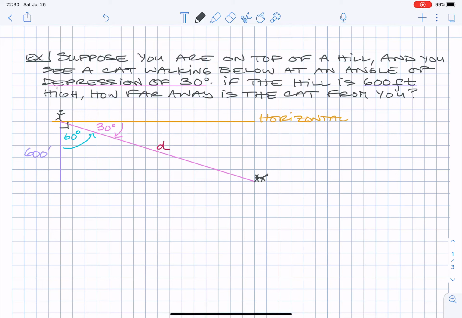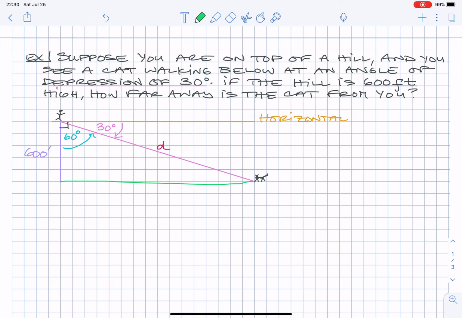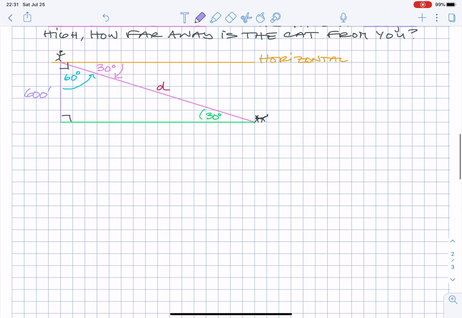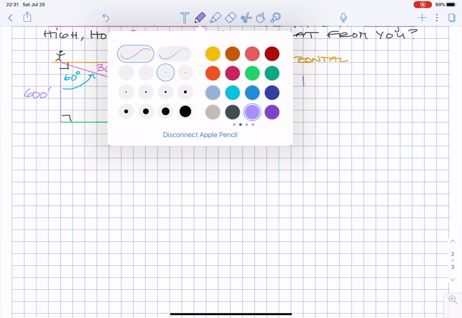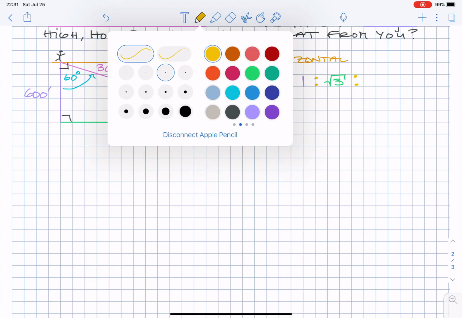Okay, so how am I going to do this? That D looks like the hypotenuse in a 30, 60, 90 right triangle, because if I were to complete this triangle, this would be 30 degrees, and this right here would be 90 degrees. So I know that the ratios in a 30, 60, 90 right triangle are short side 1, to long side √3, to hypotenuse 2.